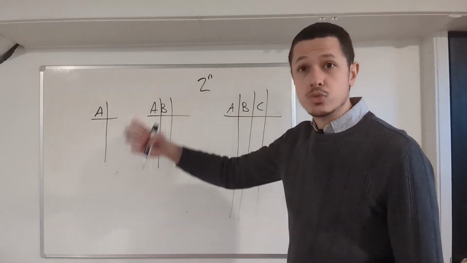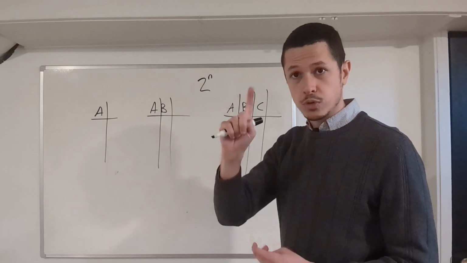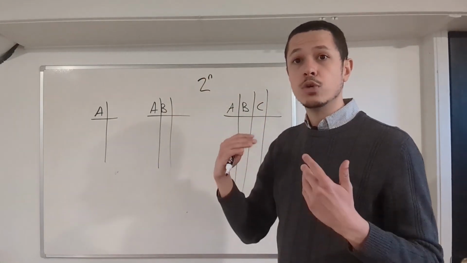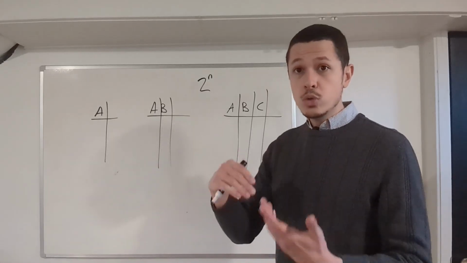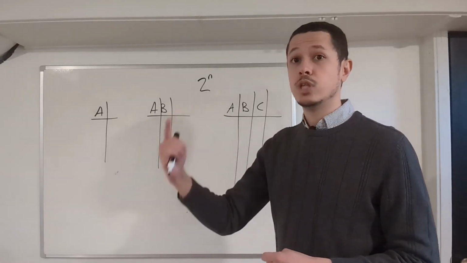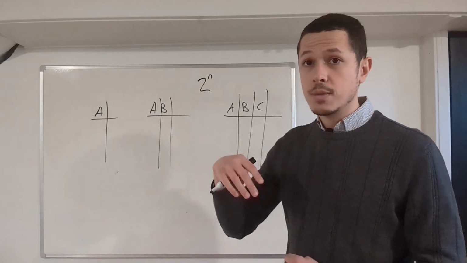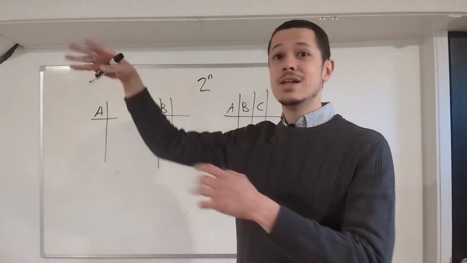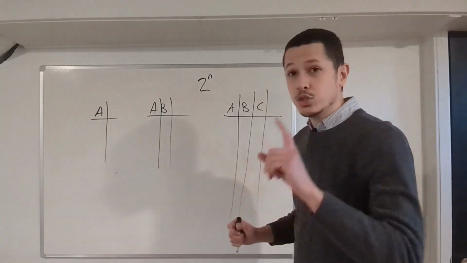And it just doubles, right? So you start with 2 for a single atomic statement, and for every additional atomic statement, the number of rows doubles. So if you have 2 atomic statements, you've doubled it. Now there are 4. If you have 3 atomic statements, you've doubled it. So now there are 8. If you have 4 atomic statements, you've doubled it. So there are 16, 32, 64, 128, and so on and so forth. Okay, so that's the first thing.